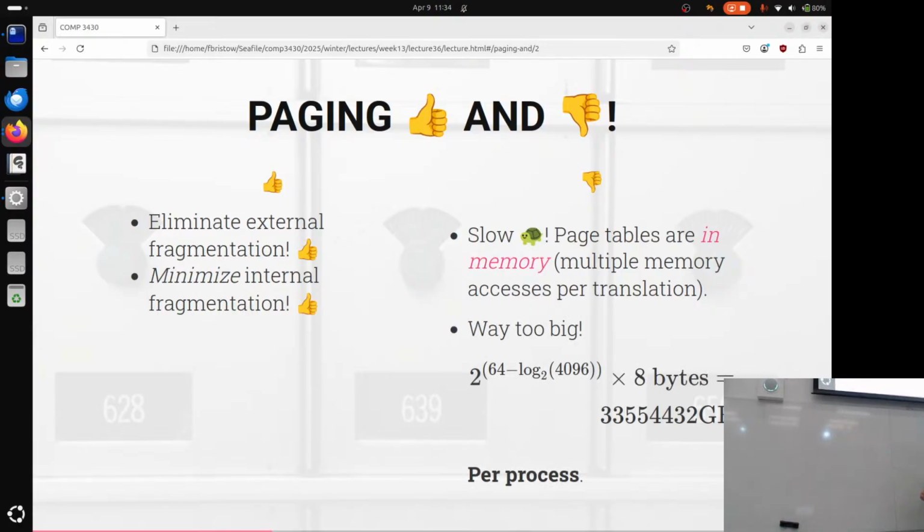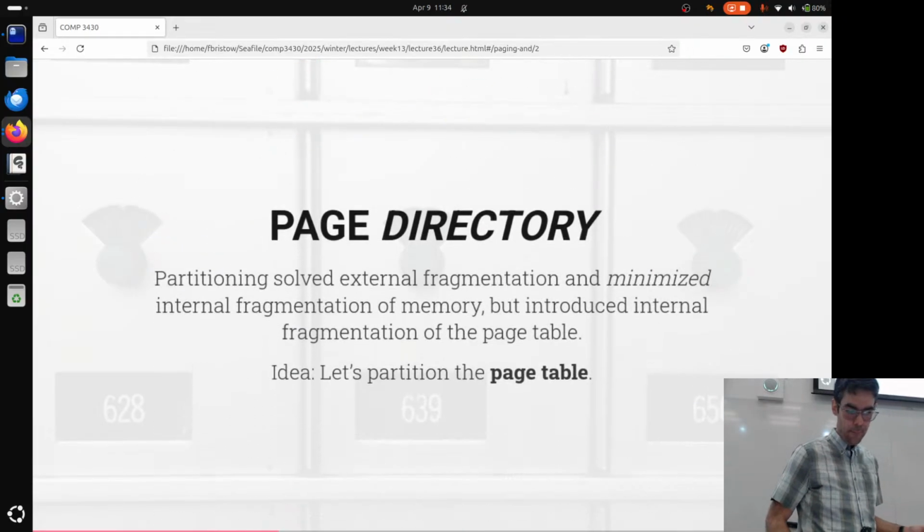The main problem that we came up with last class that we have to deal with here is that page tables are way too big. To fit a page table for a 64-bit virtual address space with 4K pages, we're going to have 3 million gigabytes of page table entries, and it's just not going to happen. On top of that, we've got to have this page table for every single process. We have to have a mapping between all the virtual page numbers and all of the physical frame numbers that we've got. So this is not going to work.